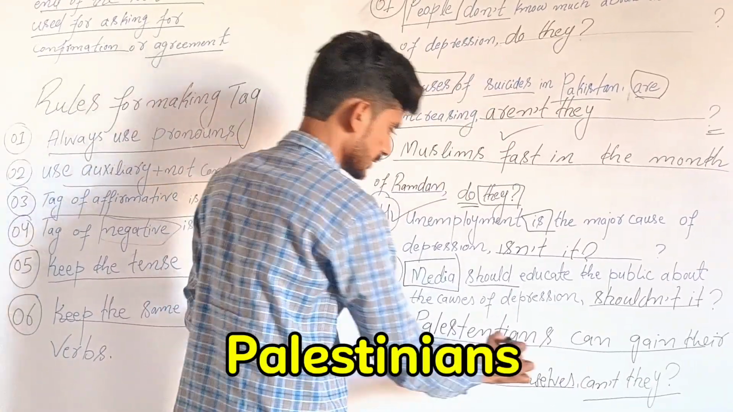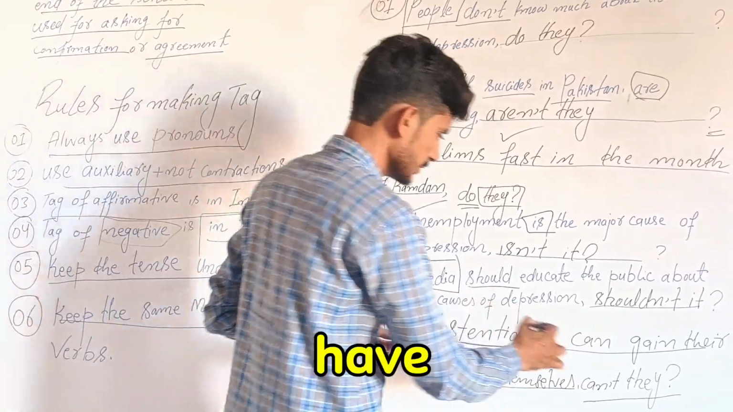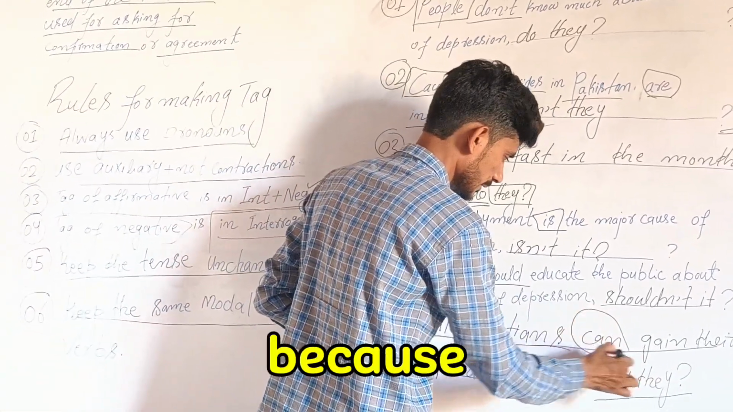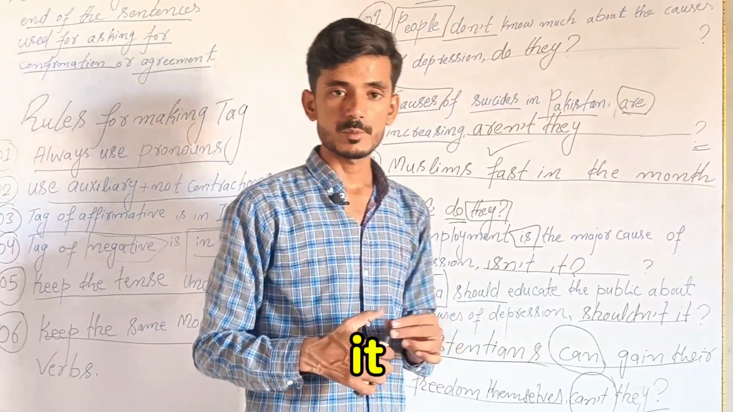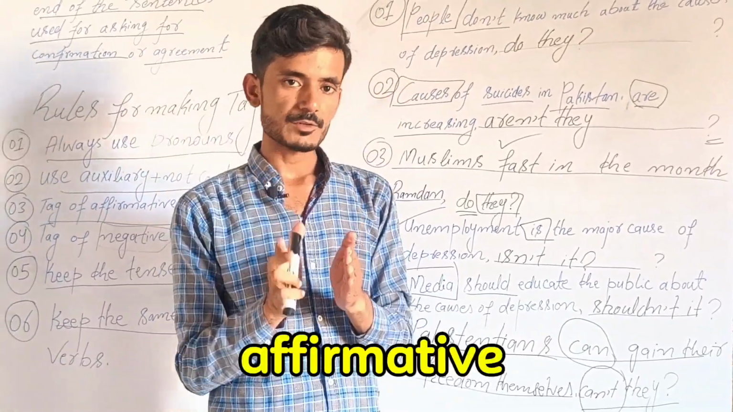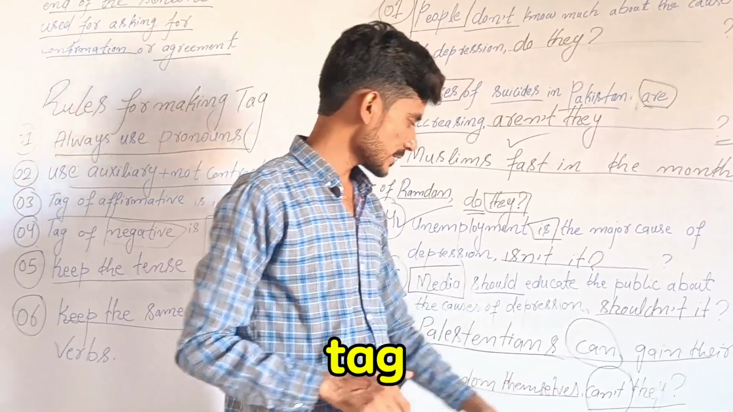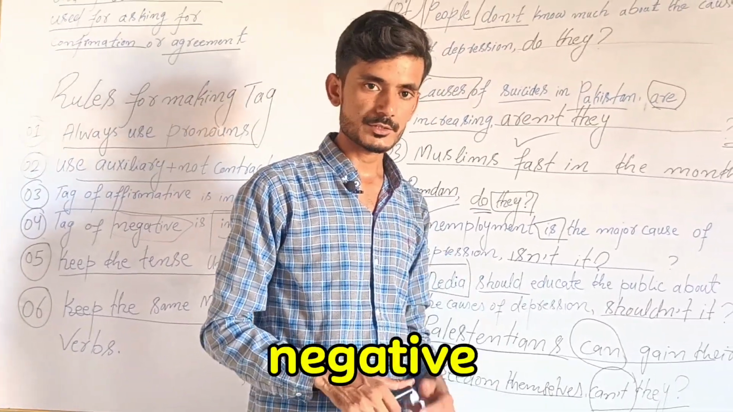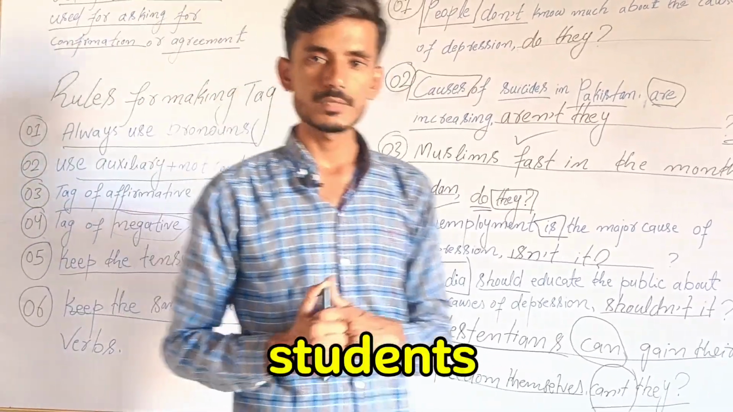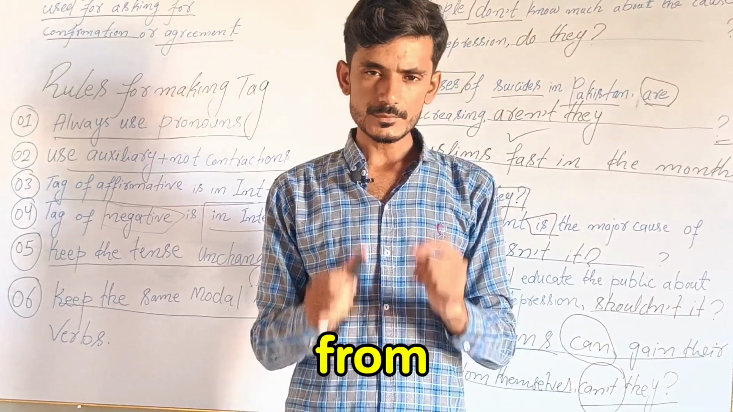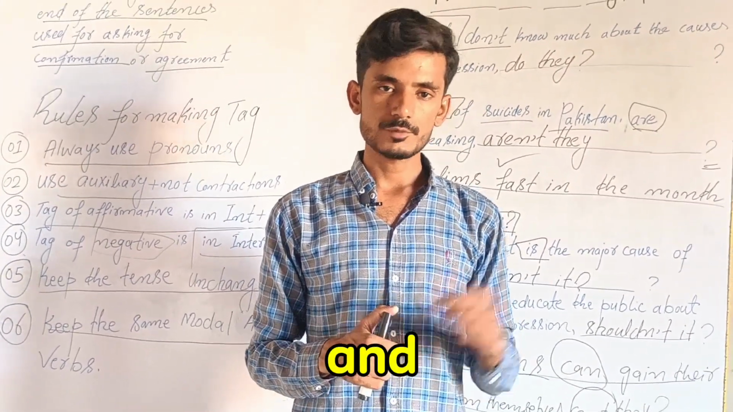So we have used Palestinians, and we have used can because here can't is already used. So when can't is used, it means the tag should be in affirmative, because the sentence should be in affirmative because the tag is in interrogative plus negative. Dear students, these were the sentences from CCE 2018 General English paper, and it was question number 4.